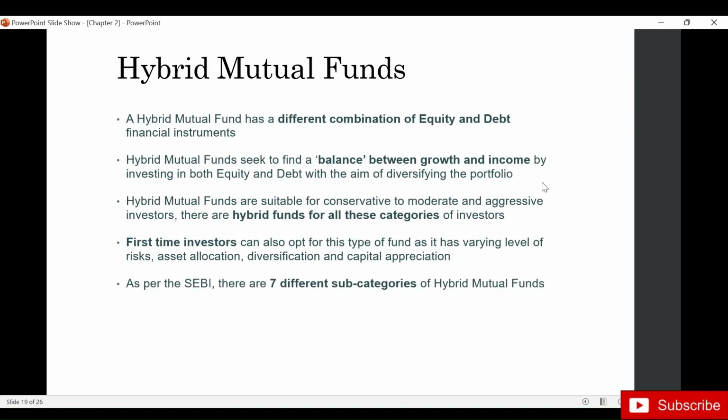In lesson 3, we are going to talk about hybrid mutual funds and its different subcategories.